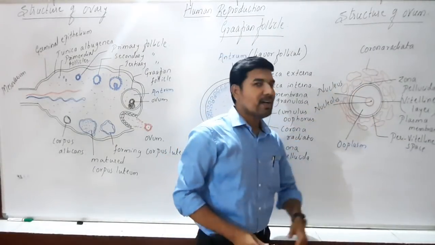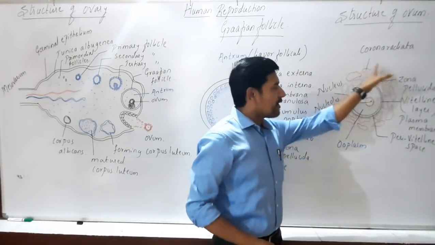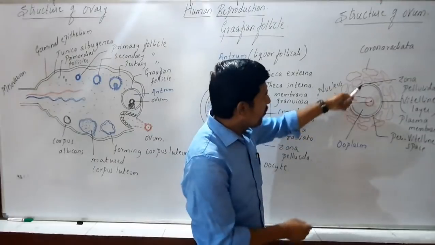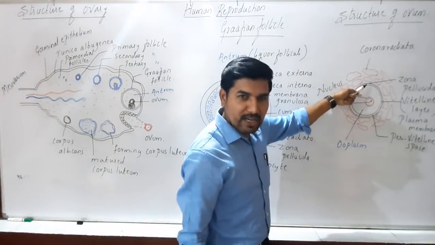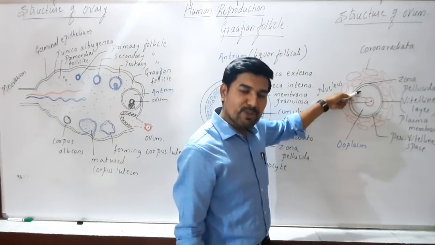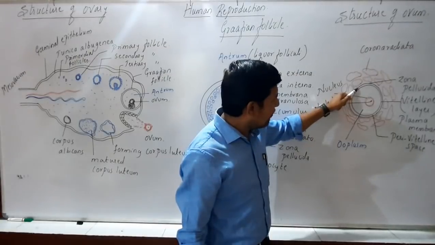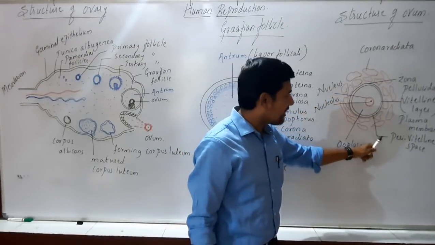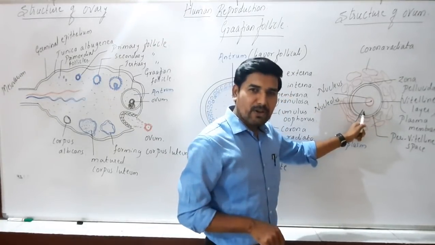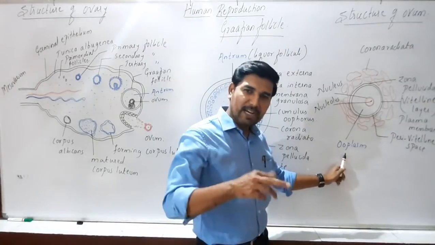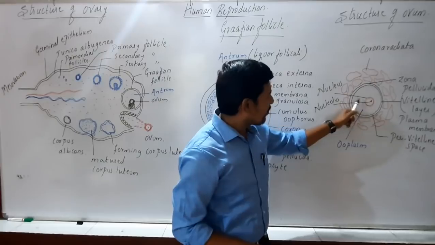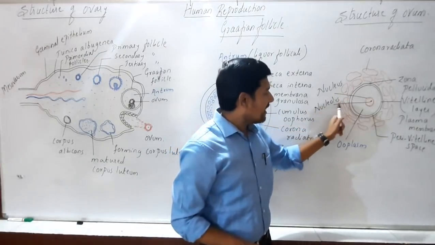Okay, now look at the structure of the ovum. The ovum is surrounded by outer layer cells called the corona radiata. Below the corona radiata, we have the zona pellucida. Below the zona pellucida, we have the plasma membrane, which is also called the vitelline membrane. In between these two layers, there is a space called the perivitelline space. The cytoplasm of the oocyte or the ovum is said to be ooplasm. Then it consists of the nucleus, and inside that it has the nucleolus.